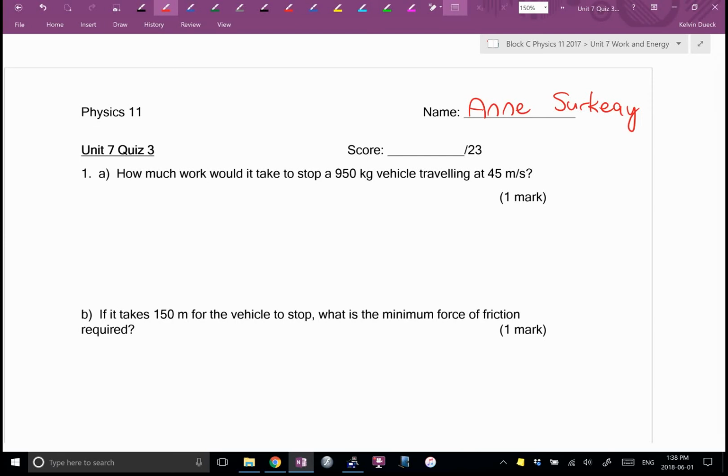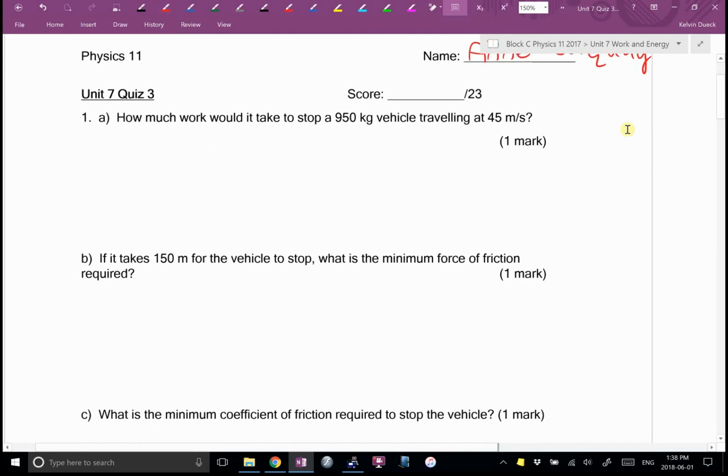Works. Oh, you know what I can do? Actually, here, this will work. Because you pronounce Q-U-A-Y, a key. How much work? Ooh.